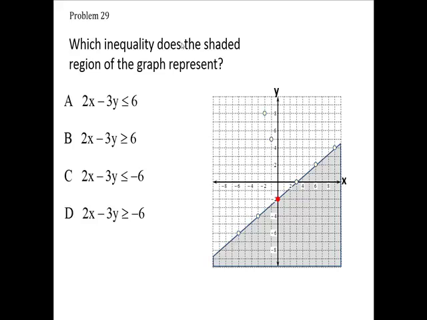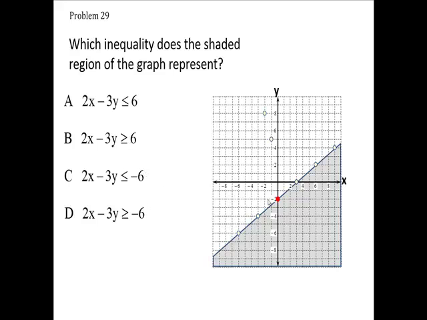Which inequality does the shaded region of this graph down here, this gray shaded region, represent? One of these four inequalities. All right, 2x minus 3y, that's the same in all four of them, but it's less than or equal to 6, greater than or equal to 6, less than or equal to negative 6, greater than or equal to negative 6. Notice these two have a 6, and these two have a minus 6.